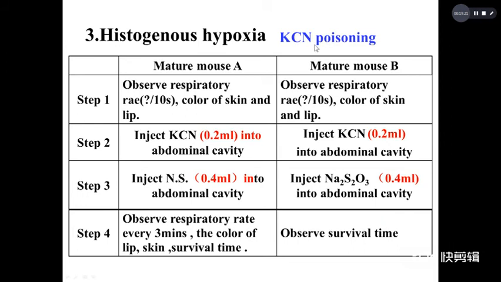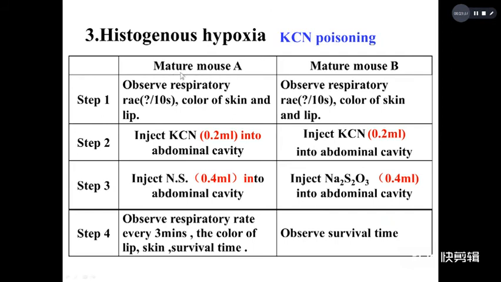Now, potassium cyanide poisoning belongs to histotoxic hypoxia. The cyanide can lead to decreased oxygen utilization by tissue cells.